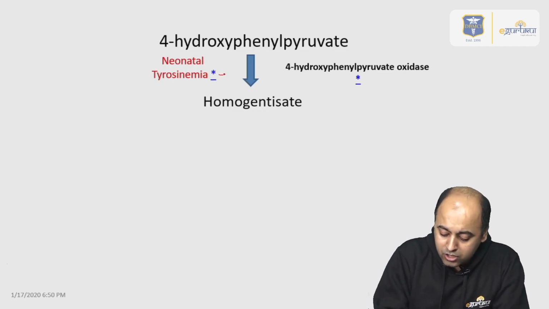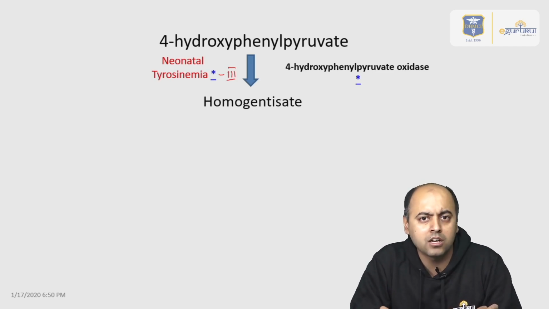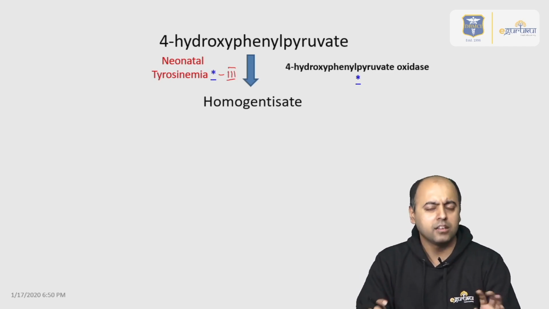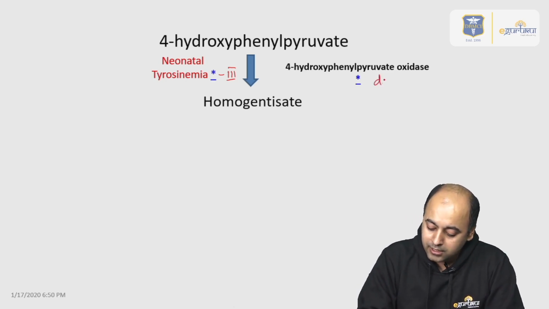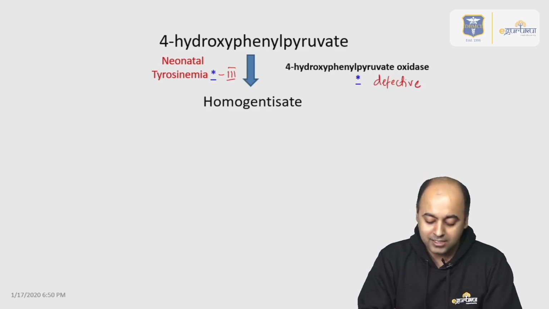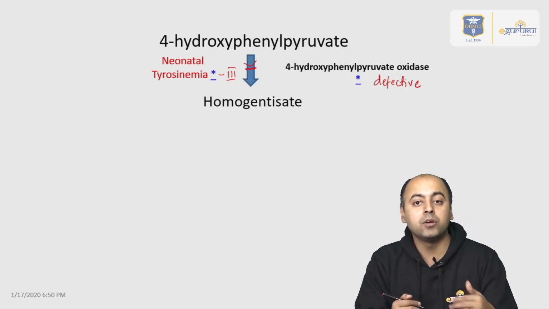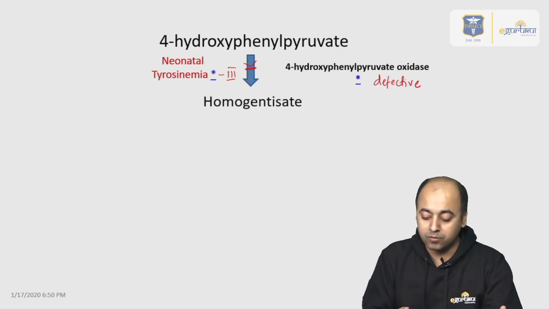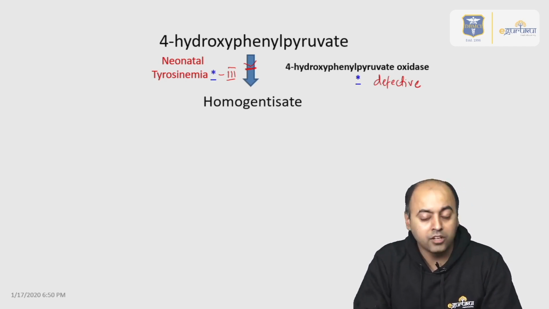The neonatal tyrosinemia, also known as tyrosinemia type 3, is very mild. Most of the patients are asymptomatic. Rarely you can have some amount of mental retardation. Sometimes the enzyme is defective. When the enzyme is defective, the metabolism stops in between and the final product is not formed, and in that case we have the defective enzyme.